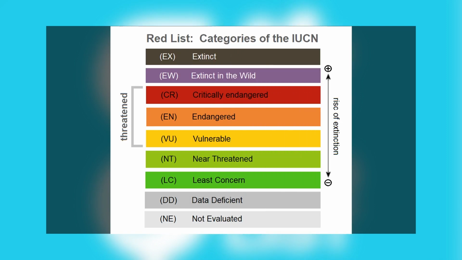So, 9 categories extend from not evaluated to extinct. Critically endangered, endangered and vulnerable species are considered to be threatened with extinction. It is also a key indicator for the Sustainable Development Goals and their targets.